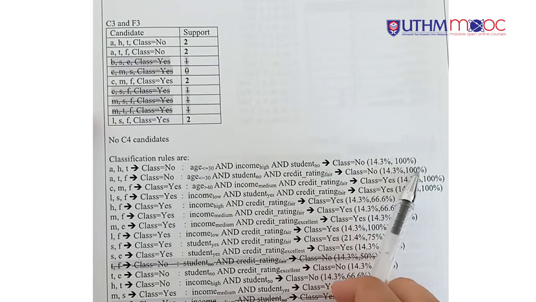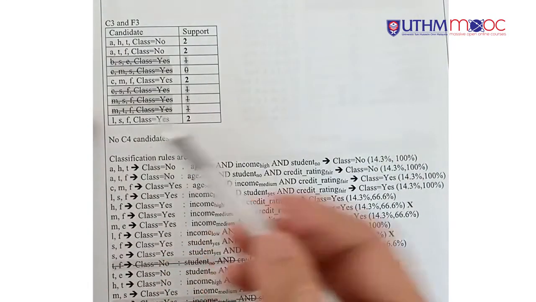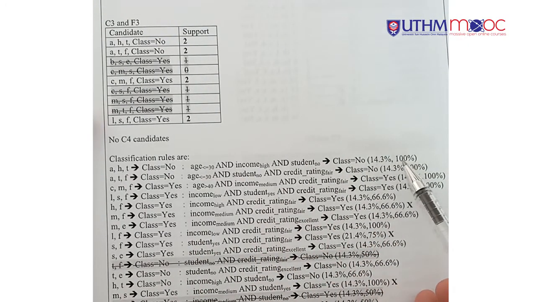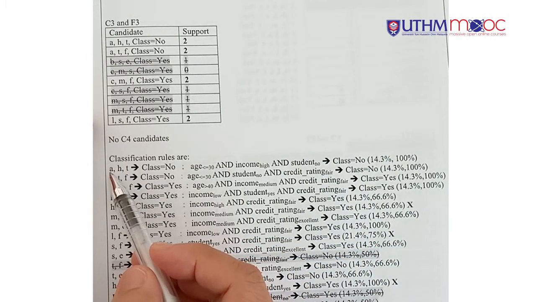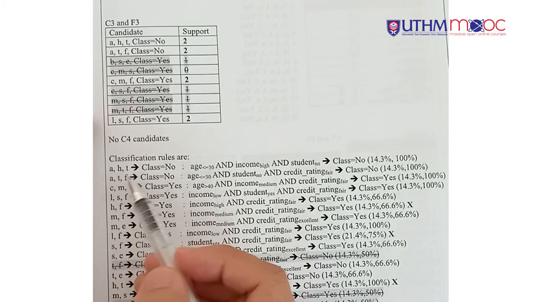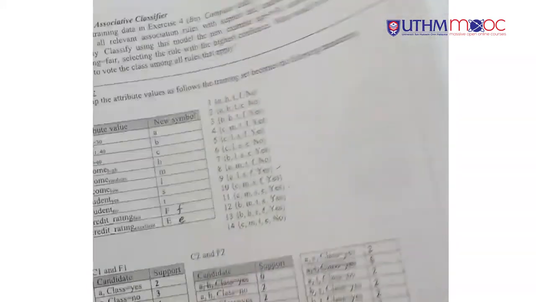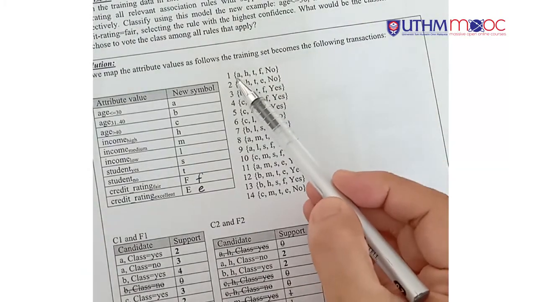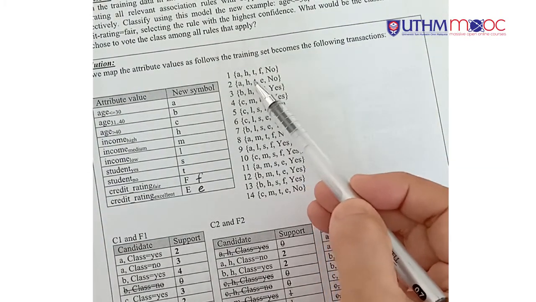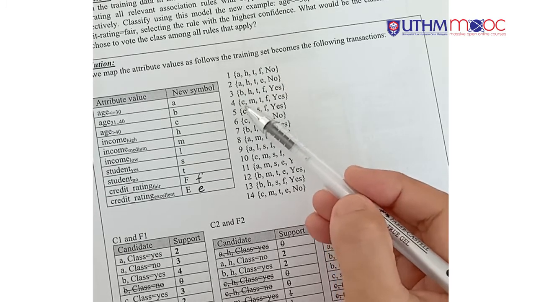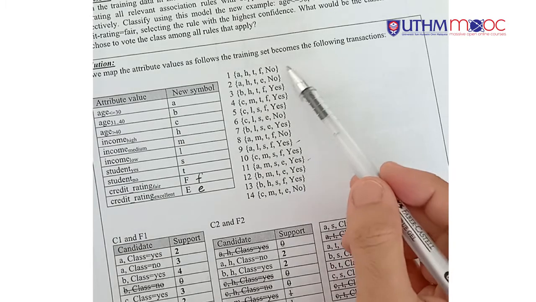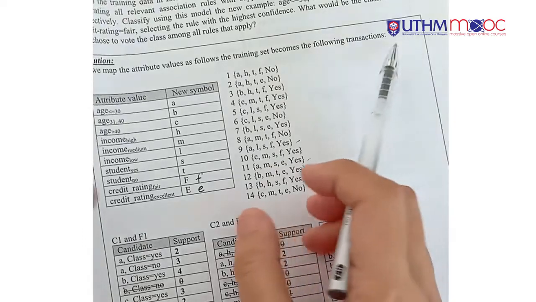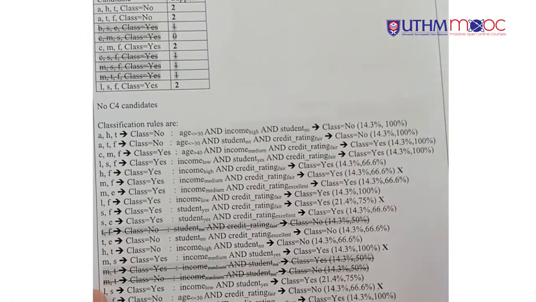Now we want to calculate the confidence of the rules. Again, these are all rules. We want to calculate the support and the confidence. Now we have to go back and look at the transactions. How many transactions have A, H, and T with the class no? So we go back here. We have here AHT class no, AHT class no. Do we have AHT class yes? No. That means it is 100% because 2 out of 2. Let's have a look at the next one.